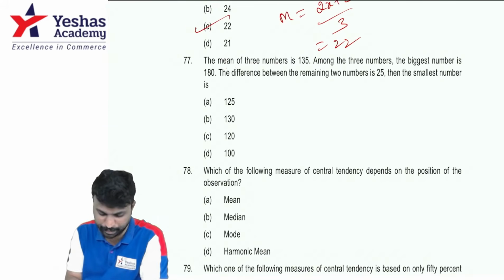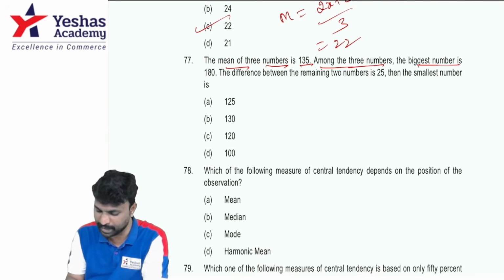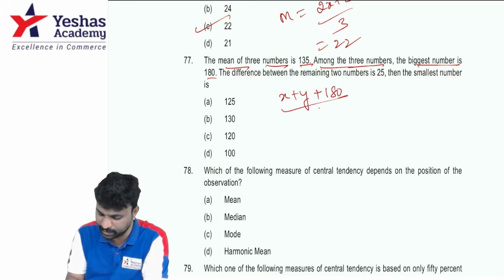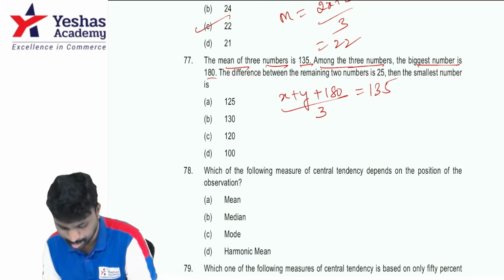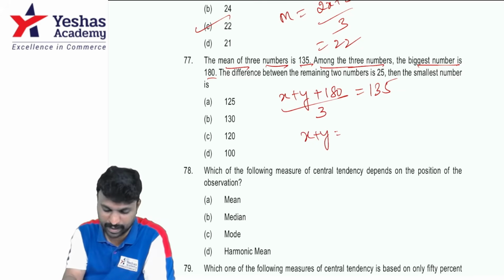77th one, guys. The mean of 3 numbers is 135, and among the 3 numbers, the biggest number is 180. Let the first 2 numbers be x and y, and the biggest number is 180. The sum of these 3 divided by 3 should be equal to the mean. Yes or no? Summation x by n. Now, what is x plus y? Cross multiply: 135 into 3 minus 180. That fetches me 225.